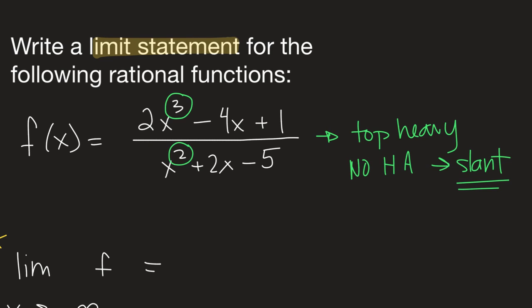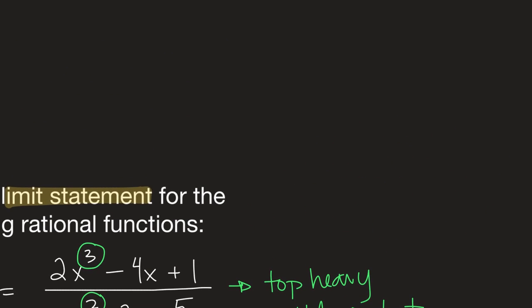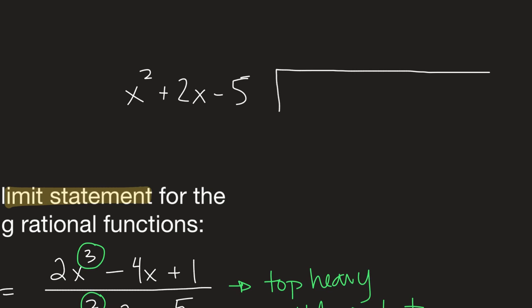Okay, so we're going to spend the rest of this video talking about how we find the slant asymptote, and we do that by using long division. Okay, long division. So in long division, you put your denominator, which is x squared plus 2x minus 5, on the outside of your division bar. Okay, and on the inside goes your numerator.